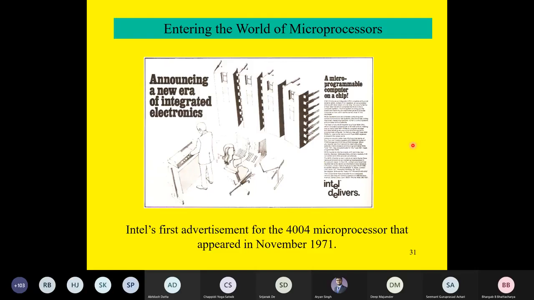But this is the first step, when you're entering into the world of microprocessors or CPUs.